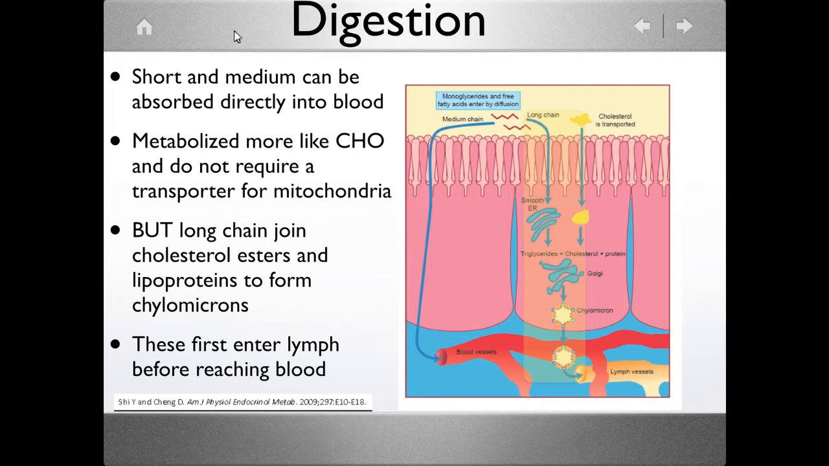get used as fuel. In contrast, if we look at our medium chain, it diffuses straight into the enterocyte, directly into the blood. So that's very important because basically medium chains don't need a transporter. Long-chain fatty acids have a lot more complex mechanism of action.